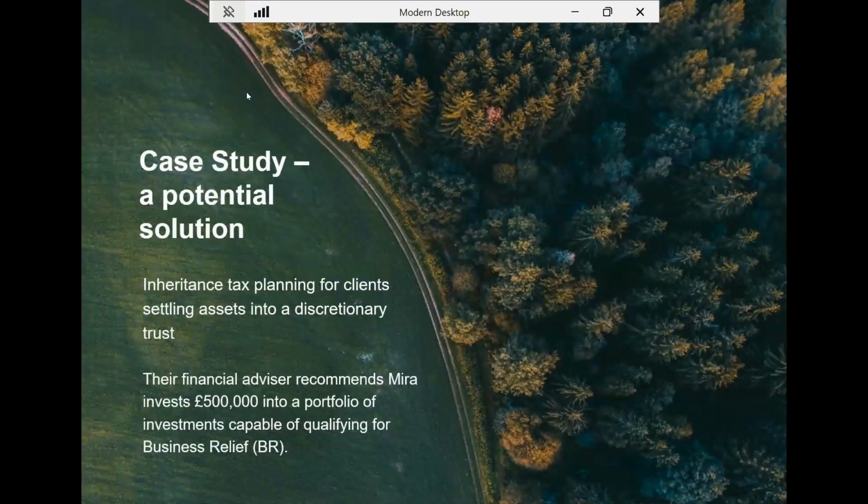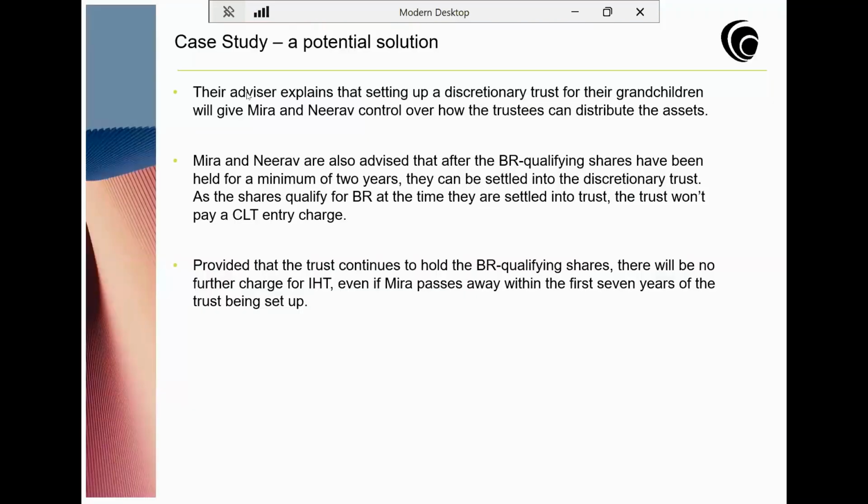So what we're actually looking to recommend instead is moving 500,000 of the portfolio into qualifying business relief investments. In respect to that, the benefit is that by putting the money into the business relief, it will be outside the estate after 2 years. So there'll be no chargeable lifetime charge actually made. And then they can actually move that asset into a discretionary trust after that 2-year holding period.